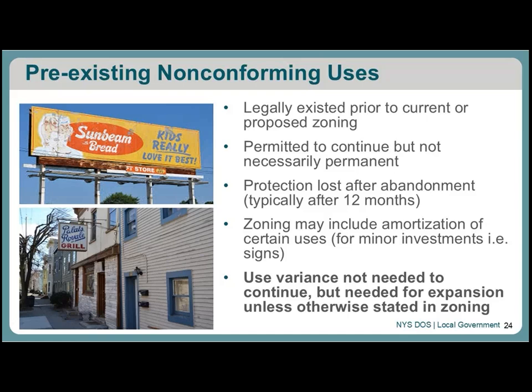It is a use variance because you're increasing the intensity of that use. You may also have language that sunsets certain provisions, so certain uses have to stop after a certain number of years, and then they are amortized out over time. That typically is for minor investments, things like signage, not for principal uses of a property, although you might see that from time to time. And it's usually for minor investments so that depreciation over time can be written off, et cetera, and give them time to come into conformance with zoning.